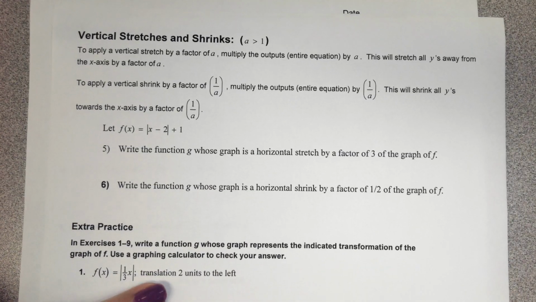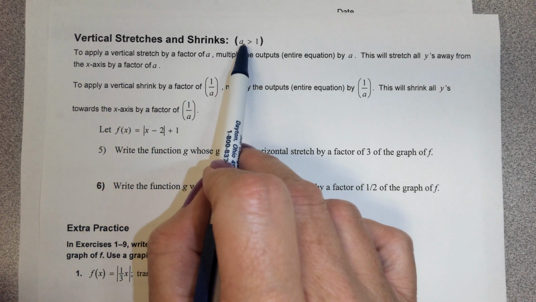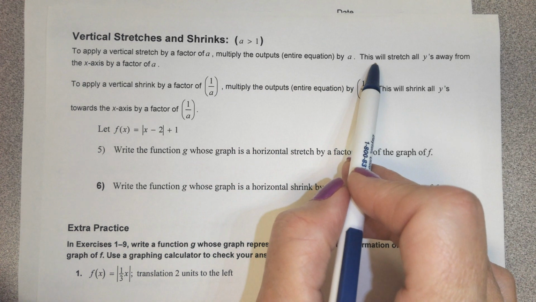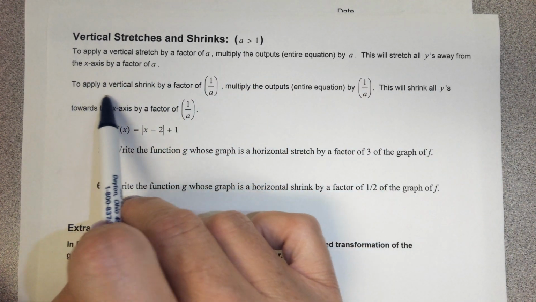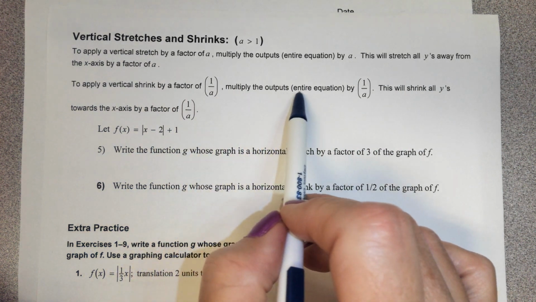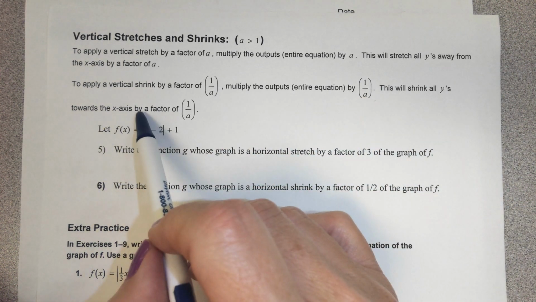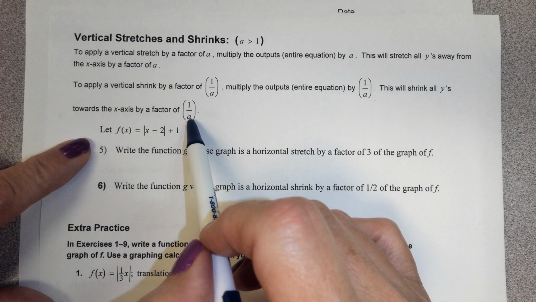Vertical stretches and shrinks. All right, so if we want to do a vertical stretch by a factor of a, we multiply the entire equation by a. This is going to stretch all the y's away from the x-axis. If we want a vertical shrink by a factor of 1 over a, multiply the entire equation by 1 over a. This will shrink all the y's towards the x-axis by a factor of 1 over a.